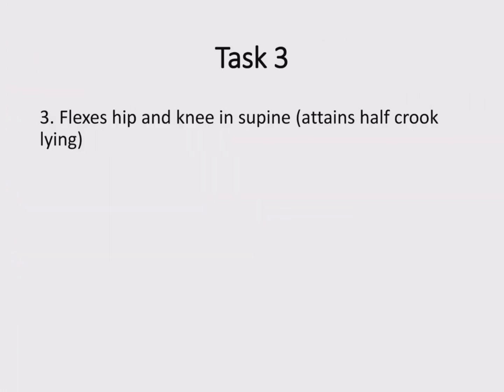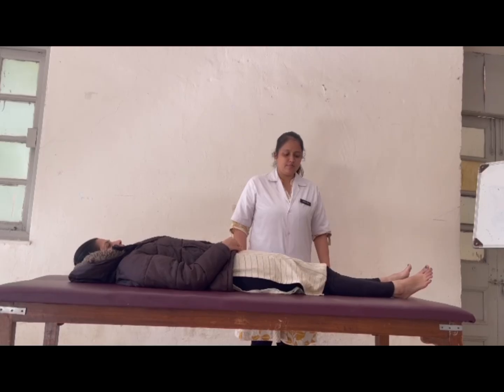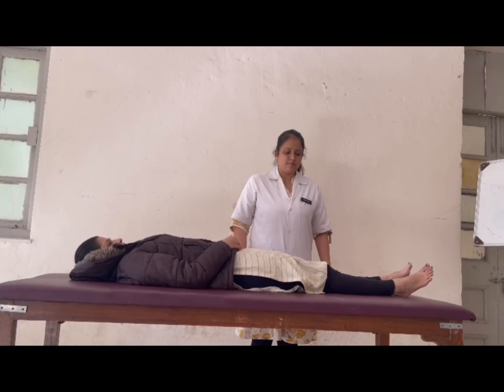Task 3: Flexes hip and knee in supine. Attains half crook lying position. Ask the patient: please bend your hip and knee so that your foot rests flat on the bed.